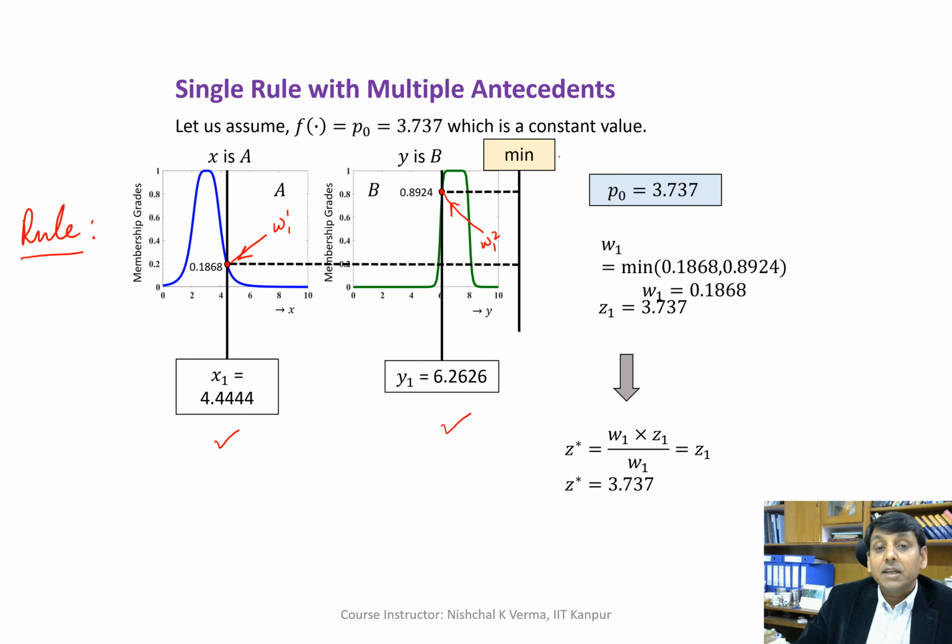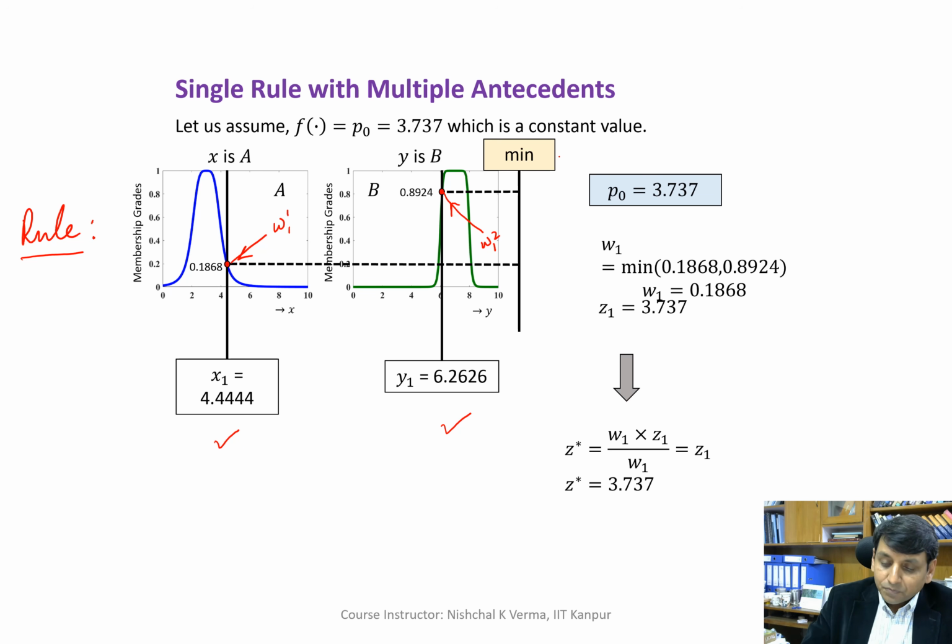Because we have the connective AND in between the two antecedents, that's why we are taking min here. If we would have the OR connective, then we would have taken max. For the AND connective we could have also gone for product. So it is up to us what is needed, what the preference is.